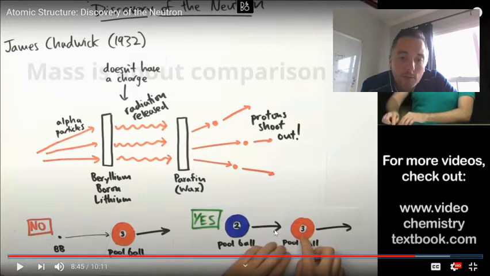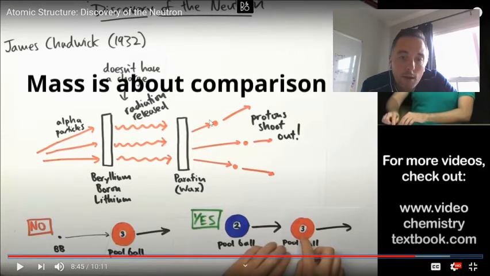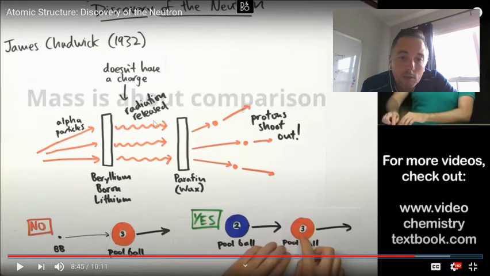So if we're looking at mass, we look at this idea of things we already know that have mass and are heavy, versus things that we know, like an electron, that don't really have mass.